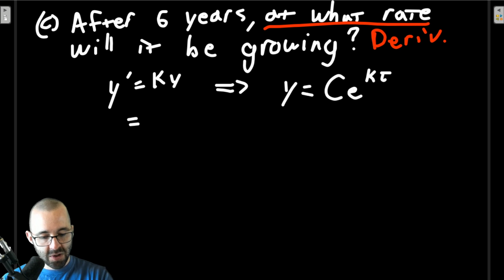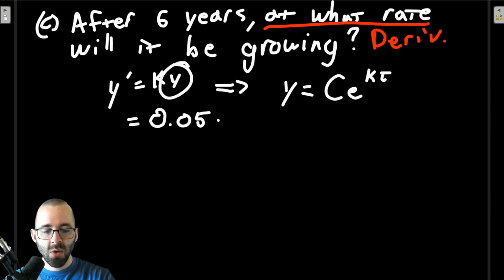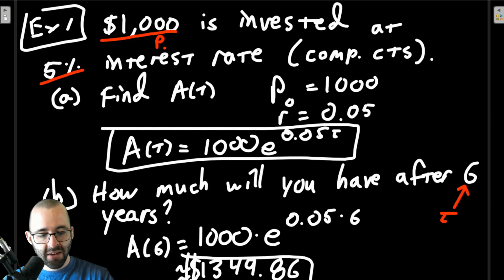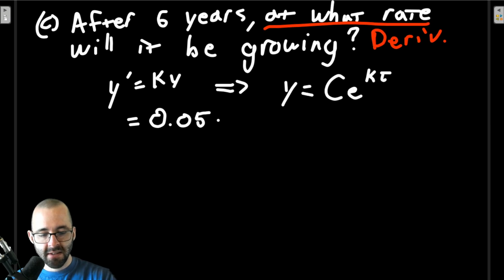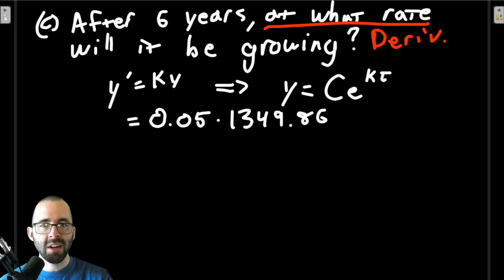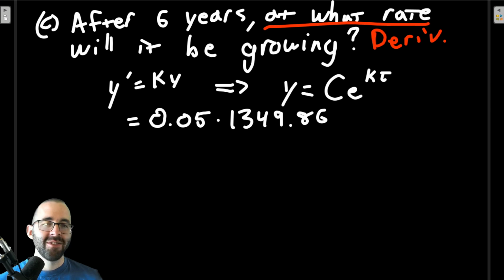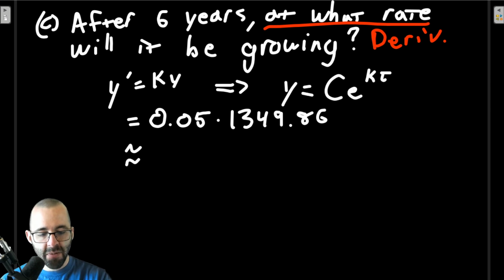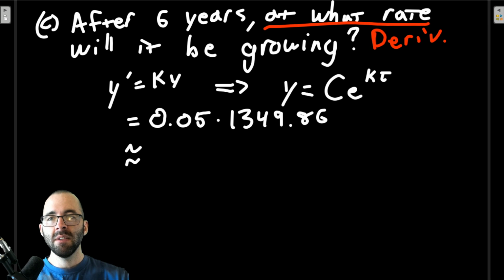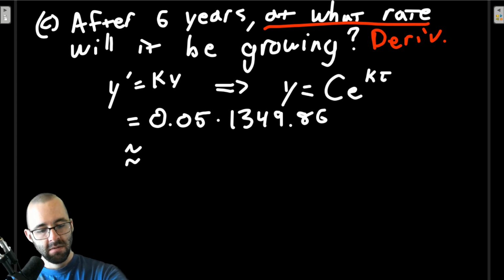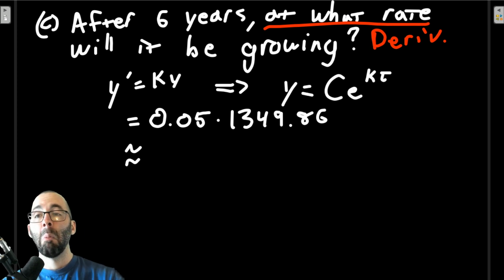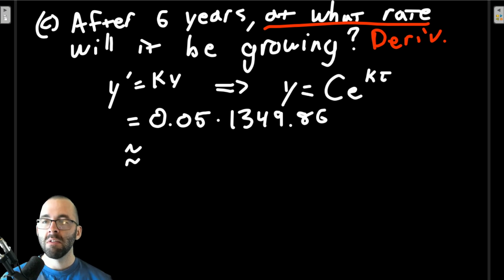y prime is equal to our k, our coefficient, our interest rate, times how much we have, y. Well, how much do we have right here? 1349.86. A little shortcut with differential equations. Okay? So again, there's 2 ways of doing this problem. Either way, you type that into a calculator, you get your answer, and your answer is going to be 67.49.